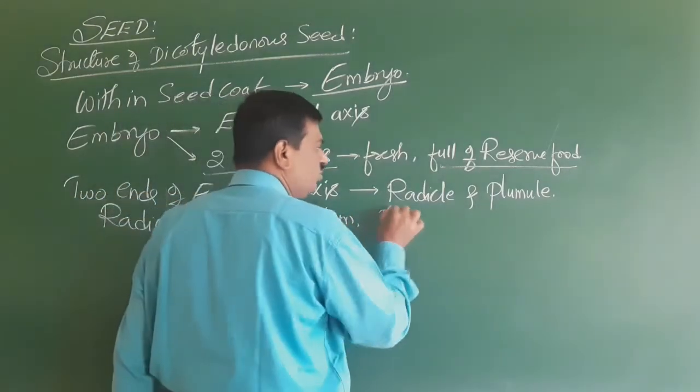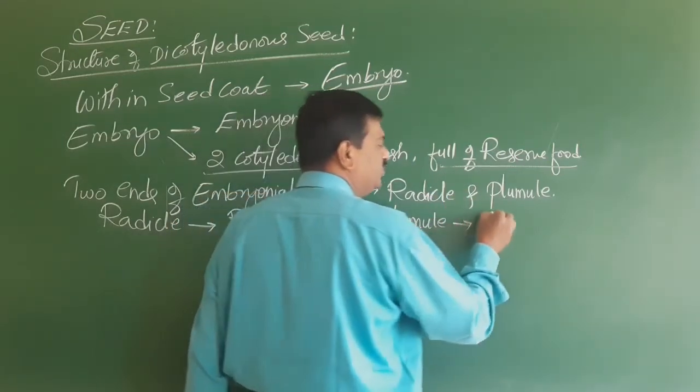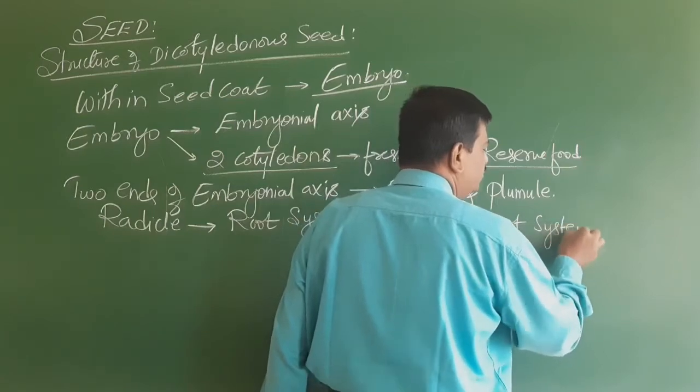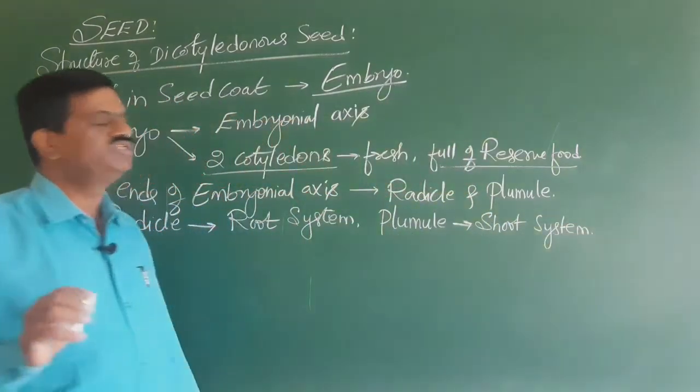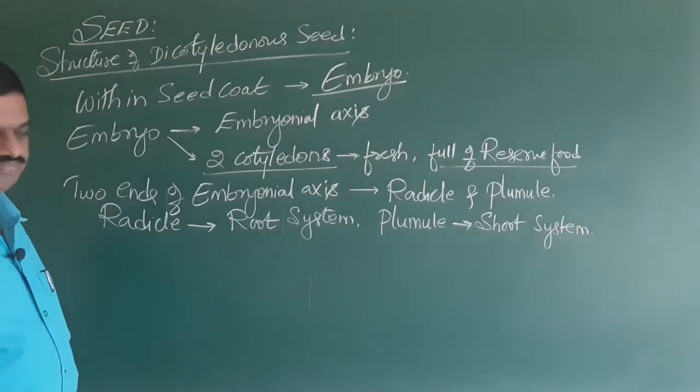Whereas the next one is called the plumule. This plumule further develops into the shoot system. So here the radicle gives rise to the root system and the plumule gives rise to the shoot system.